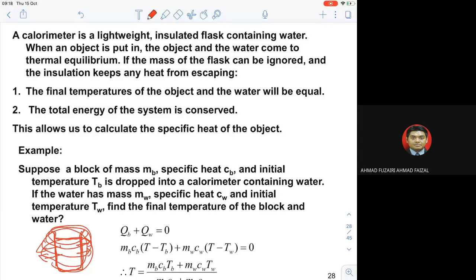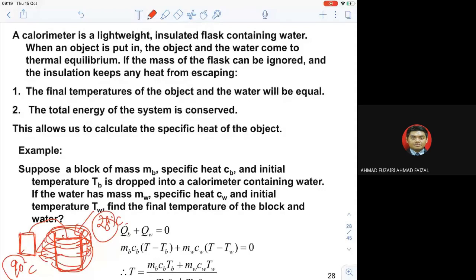So when the object is put in, the object and the water come to a thermal equilibrium. Just imagine you put normal water at ambient temperature, maybe 28 degrees Celsius, and you put a very hot cube into it. Let's say the cube is at 90 degrees Celsius and the water at 28 degrees Celsius. There is thermal contact, and afterwards thermal equilibrium is achieved.